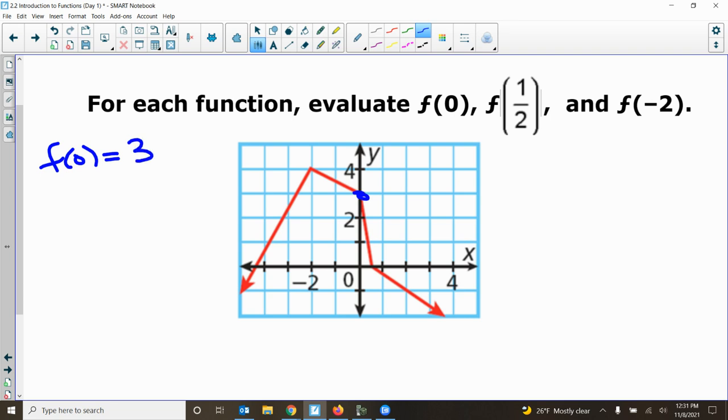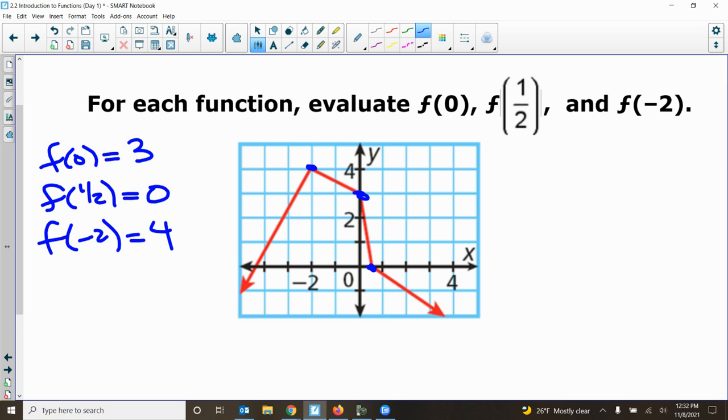Okay. How about f of 1/2? 1.5? Oh, 0.5. Just 0. What's the y value for x being 1/2? Oh, 0. 0, correct, right? 1/2 comma 0 is the point on the graph. And Lane, what's f of -2? 4. Yep, right up here.